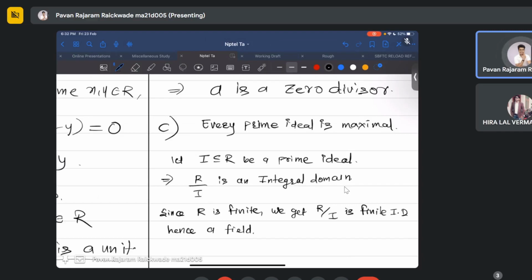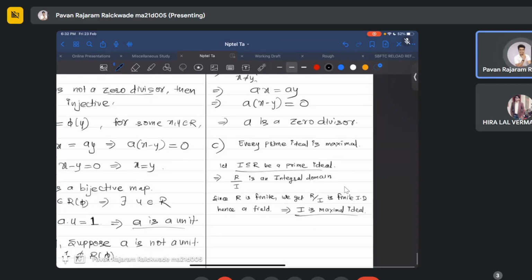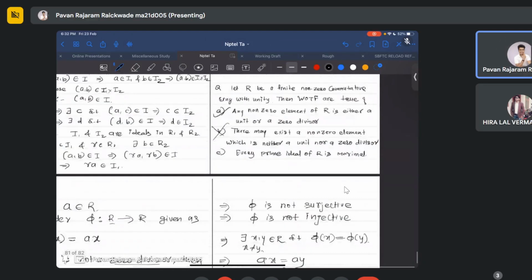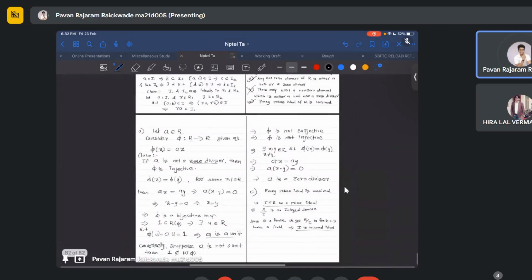So you have an ideal I such that R quotient I is a field. What do you conclude? You conclude I is maximal. So I started with a prime ideal and showed it's a maximal ideal. Hence every prime ideal in a finite commutative ring with unity is a maximal ideal. So A is true, B is not true, C is true. Is there any doubt in this question? No, sir. Okay, we'll go for the next question.